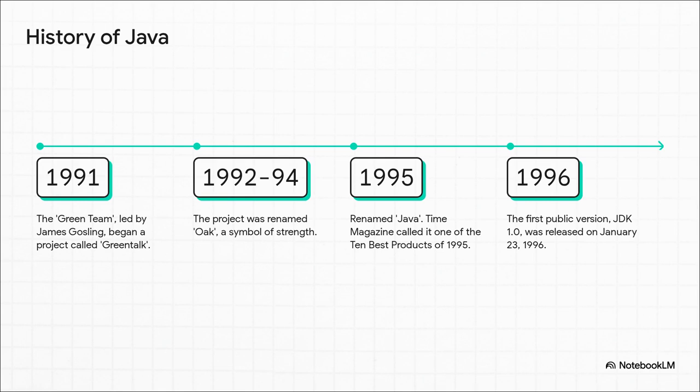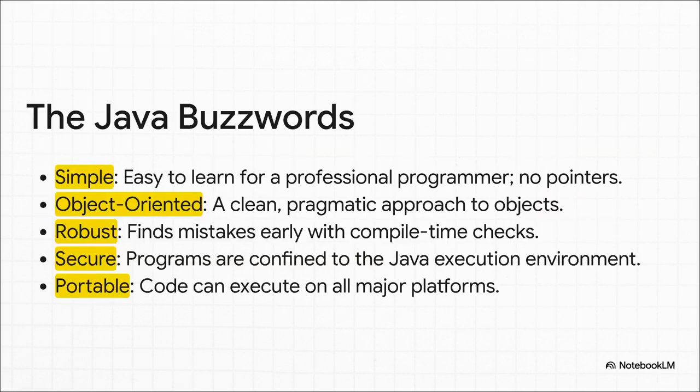And the origin story is actually pretty cool. It all starts back in 1991 with this small, secret green team at Sun Microsystems. At first, they called their new language Oak, as a symbol of strength. But turns out that name was already trademarked. So the legend goes that they renamed it Java, inspired by all the coffee they were drinking. By 1995, it was being called a best product of the year, and when it went public in 96, well, the timing couldn't have been more perfect for the web revolution. And Java took off like a rocket.